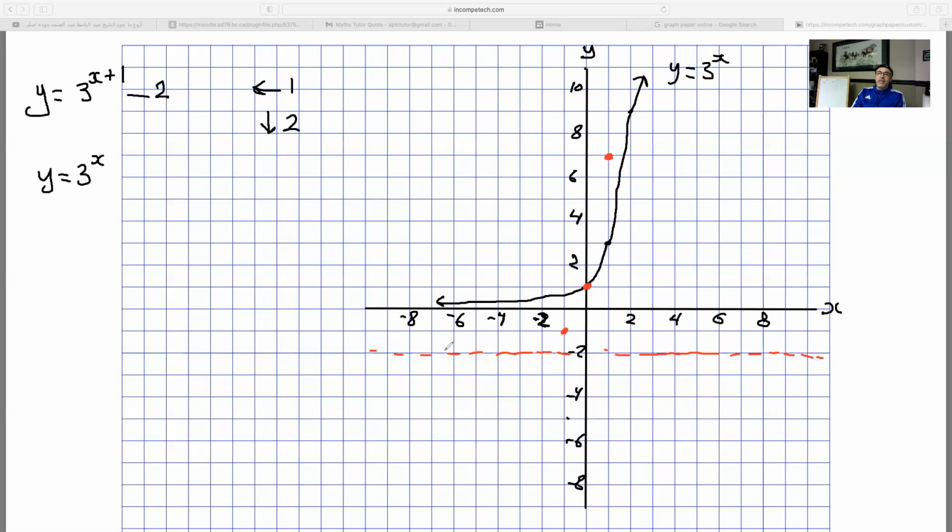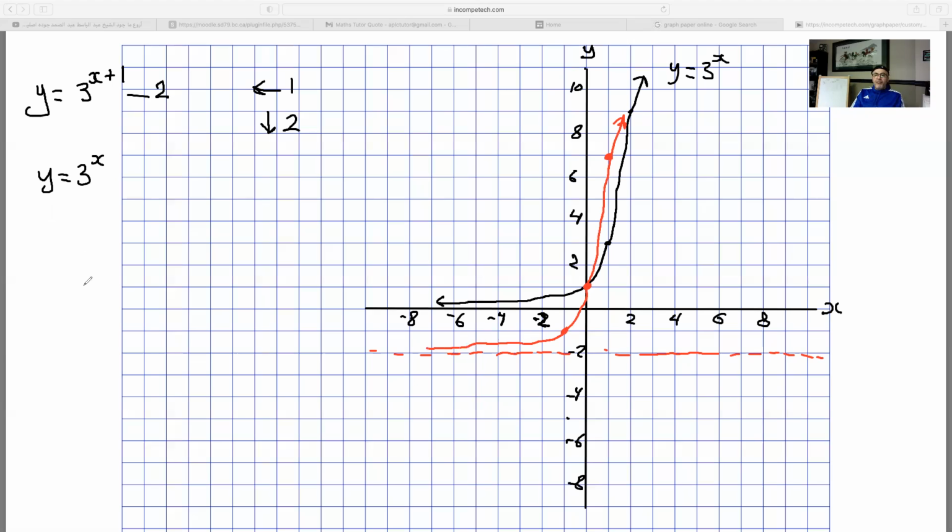And having these points now, I could just graph this transformation right there. So this is the transformed graph of y equals 3 to the x, and that's what it became.